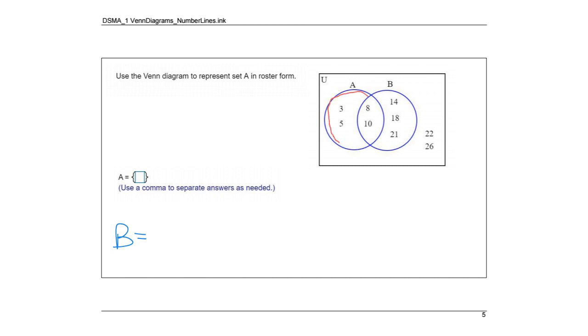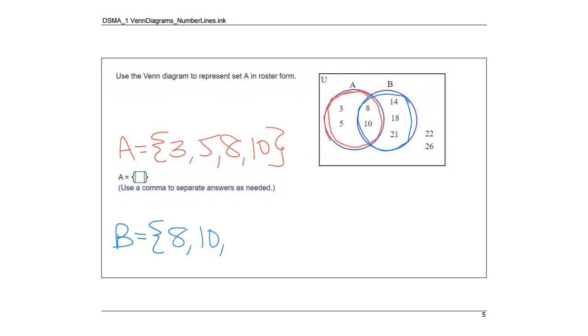So for A, we want everything inside the circle because all of those are in the set A, even if they're also in B. Okay, so those 4 elements are in A. For B, we want everything in B, even the overlap. So again, now we have 5 elements. We have 8, 10, 14, 18, 21. And that's all they want for this one.